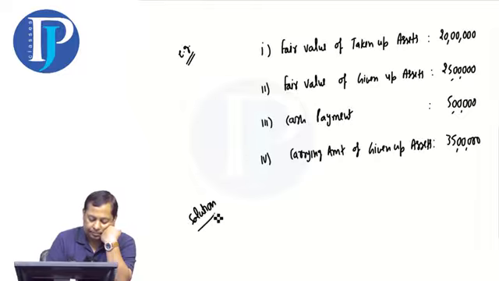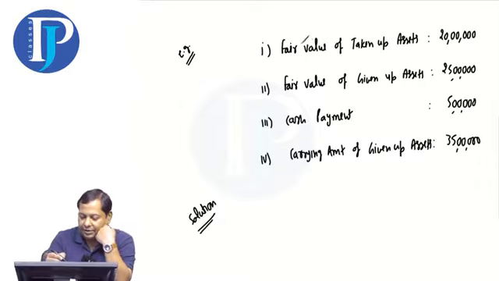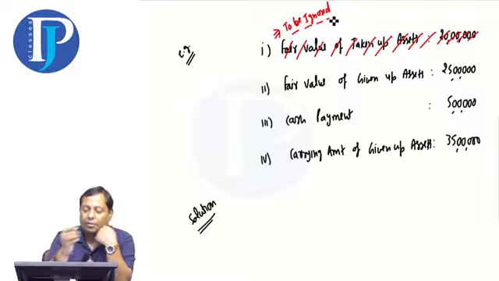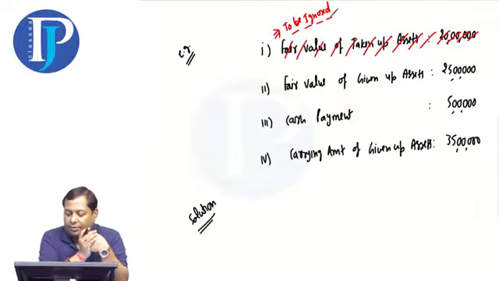Solution. So what should we do? First of all, we will cancel this. This is irrelevant to us. We will mark it as to be ignored. Is that clear?